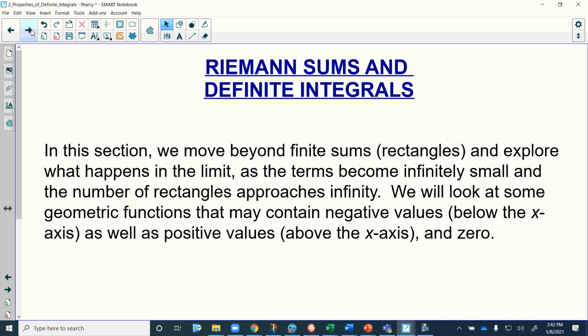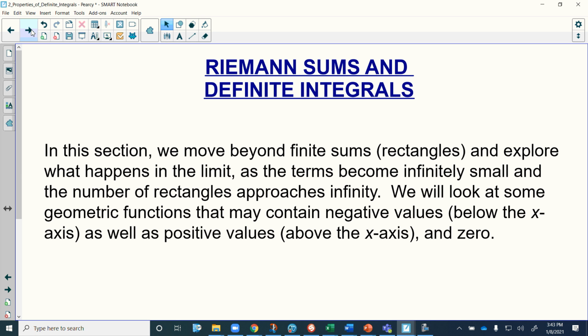So here in this section, we are moving beyond the finite sums, and we're going to be exploring what happens in the limit. Now, that's not entirely true. Again, we're still sticking to geometric shapes as opposed to just rectangles. So we're going to have some circles and trapezoids and rectangles to look at too. But for the time being, we're going to utilize mostly positive values.